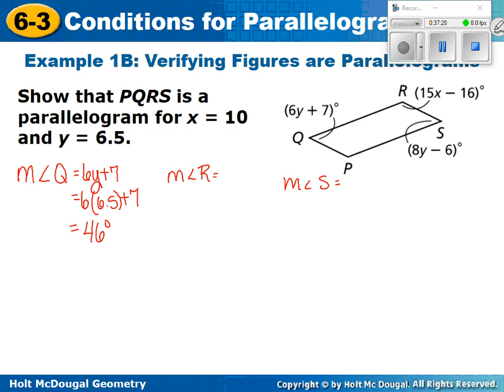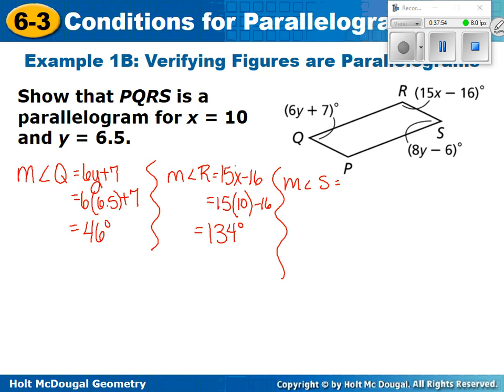Are we good with that? Okay, moving on to angle R then. Angle R is 15 times x minus 16. Be careful that you're plugging in the right variable. What did they tell me x was? 10. So what do we get when we do 15 times 10 and subtract 16? 134 degrees.